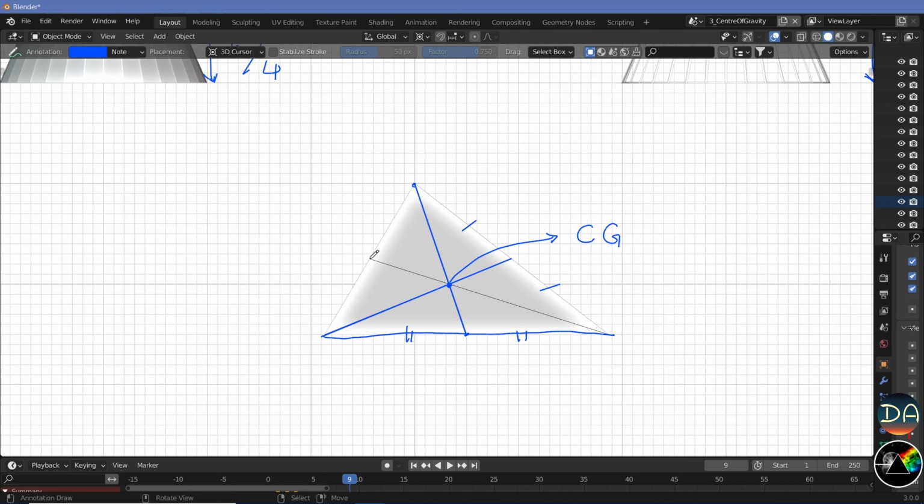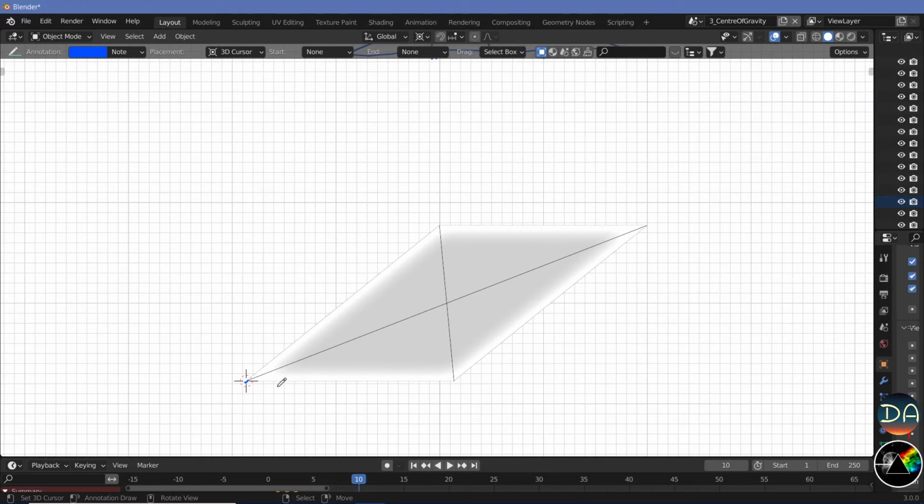However, it's good practice to do it to the third side as well, just so that you can make sure that you have drawn it correctly and any errors can be fixed. But technically, 2 lines is sufficient to find the center of gravity for this 2D shape. Lastly, in case of any parallelogram, you would have to connect the 2 diagonals, and wherever the 2 diagonals intersect, that would be the center of gravity.